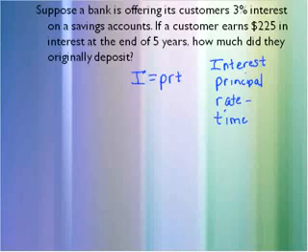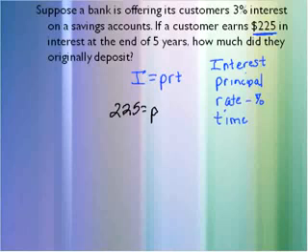Rate is usually given as a percent, so you're going to want to change it to a decimal in order to use it in the calculation. So looking at this problem, the interest they're telling us is 225, so I'm going to replace the I with 225. The principal, do we know how much was originally invested? We don't, because the question is asking us how much did they originally deposit. So P is actually what we're trying to find.